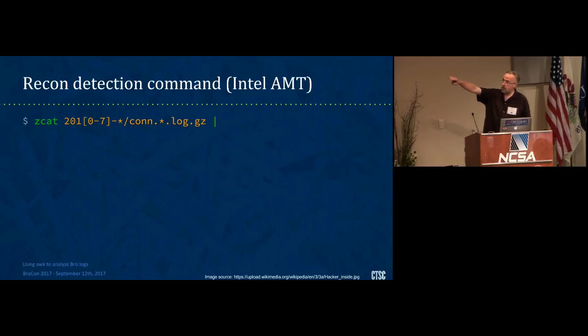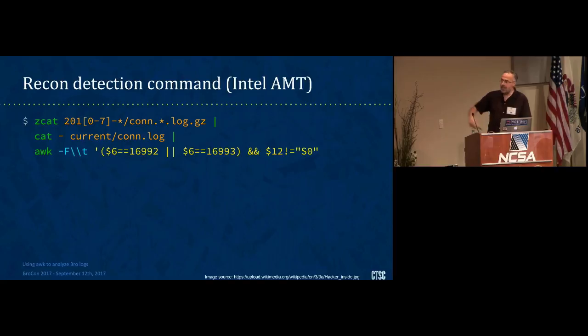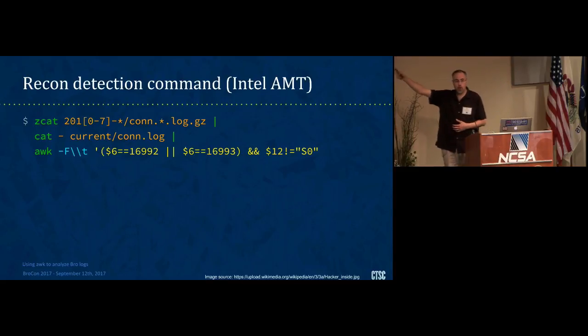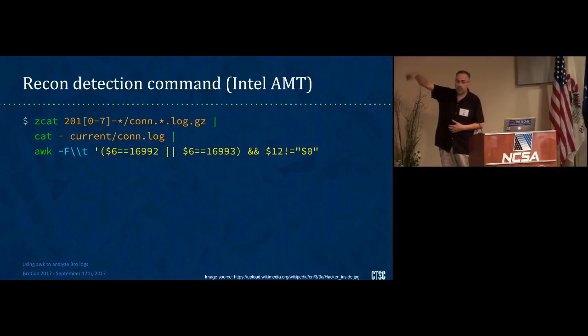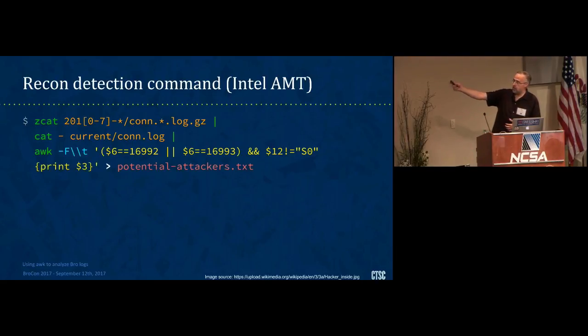So in this case, we go back and look through 7 years of data. That wild card up there is going to match all your logs, so you're going to go back through 7 years of data and look at the conn logs, zcatting them out so that it's decompressing them, passing that into cat and combining it with the current log. You don't have to do this this way, but it just shows how you can use cat to combine the standard input with another file. And then passing that into awk, saying if the port, which is the sixth column, is one of the Intel AMT ports, and the 12th column, which is the conn state, is not S0, then print this out to the potential attackers.